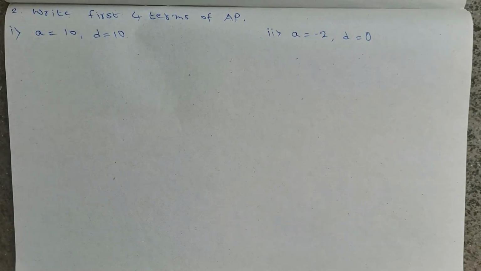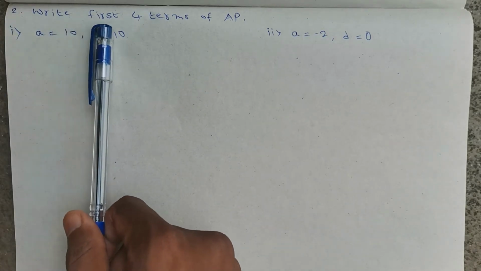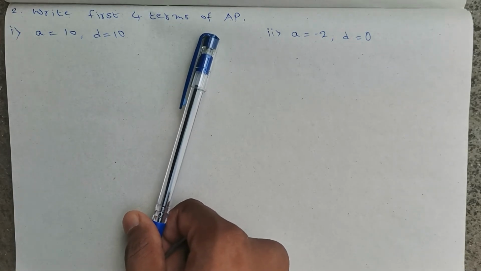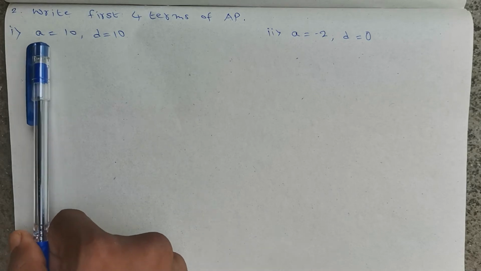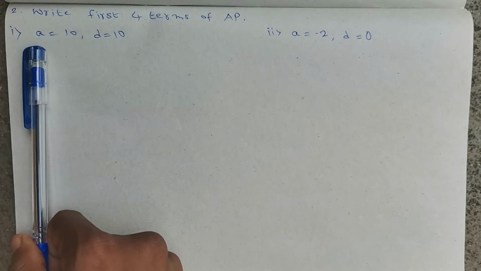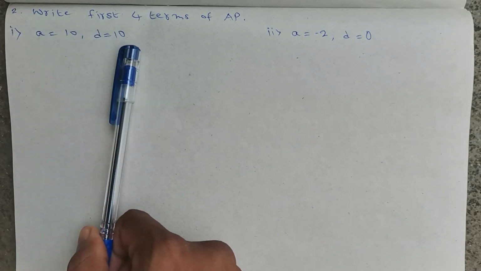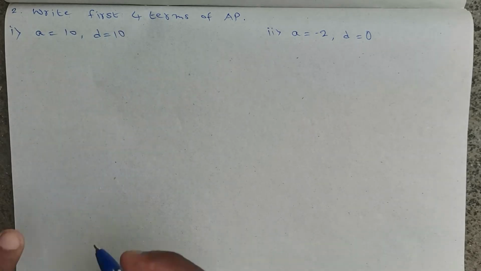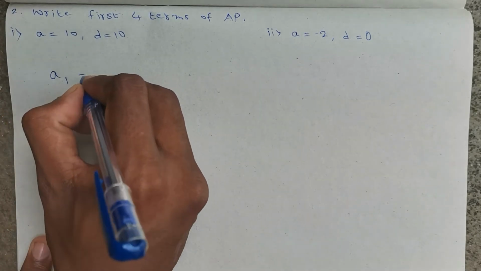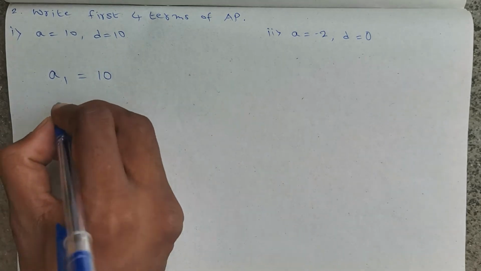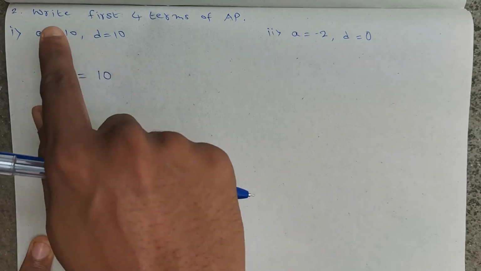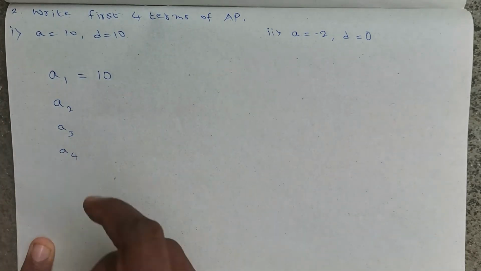Okay, let's move to the second bit. The second bit is write first four terms of AP. First four terms we need to write, based on the conditions he gave. a is equals to 10. a or a1 both are same, that is nothing but first term. d is equals to 10, common difference is 10. So let us check. First term, that is a1 or simply a, is equals to 10. Next we want second term, third term, fourth term, because he is asking only first four terms.